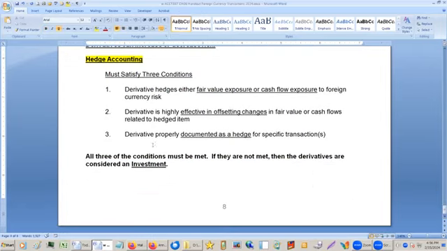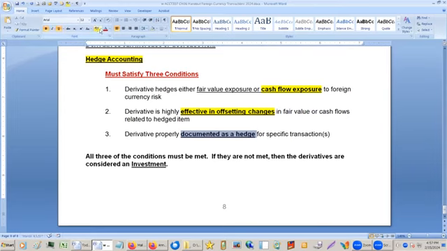So hedging a contract, they must have 3 conditions to hedge a contract. So if you're going to hedge a contract, these are the 3 conditions. You have to have a cash flow exposure. In other words, there has to be a reason why you're doing this. The hedge itself must be effective in offsetting these. And it must be documented as a hedge.